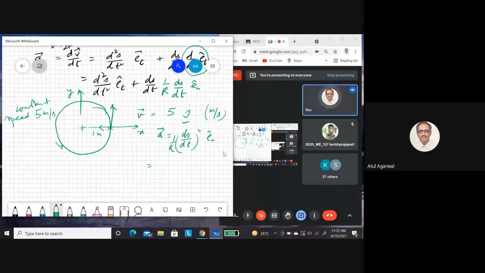So you get 5 into 5 divide by 1, and En direction is minus i. So this is your acceleration. Any problem? So this term is also normal acceleration. If you want tangential acceleration, that is 0 in this case. Suppose the particle was also accelerating.